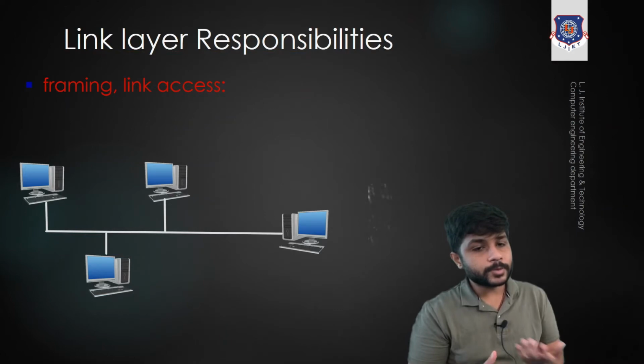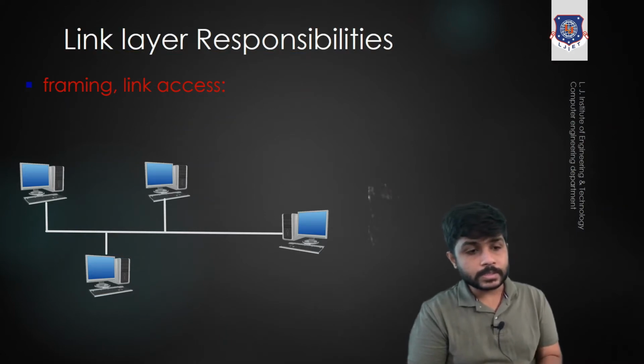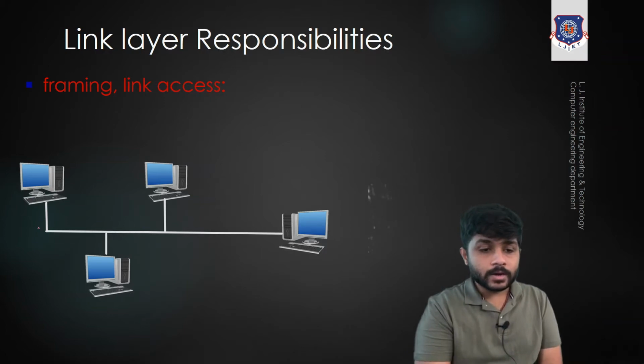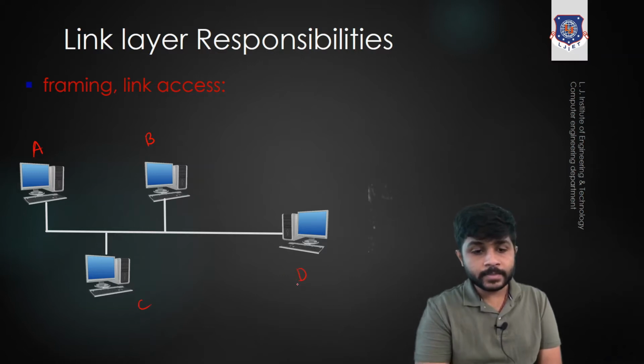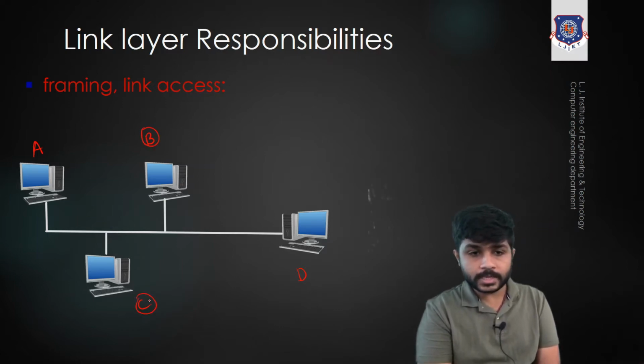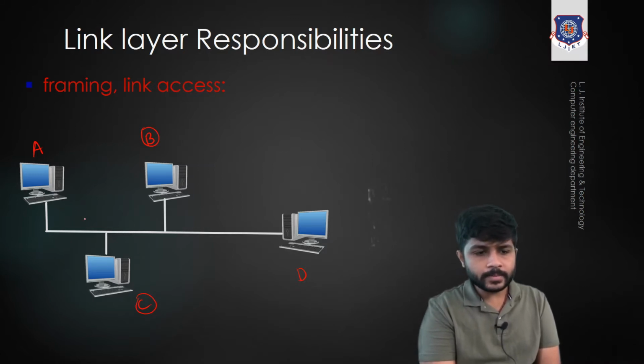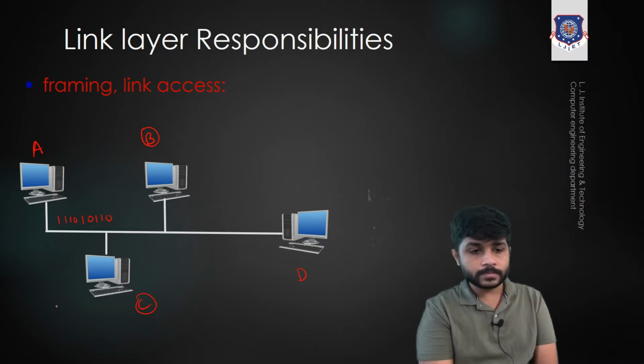Now let's see the other responsibilities of the data link layer. The first one is framing. You can see that in this figure there are four devices. Devices A, B, C and D are connected to each other. Suppose device A is sending data to device B and C at the same time. Suppose A is sending data which is 10110 to B, and A is sending data to C which is 1110, and the stream of bits will be sent to both devices. Now you can see that devices B and C will receive this stream of bits.